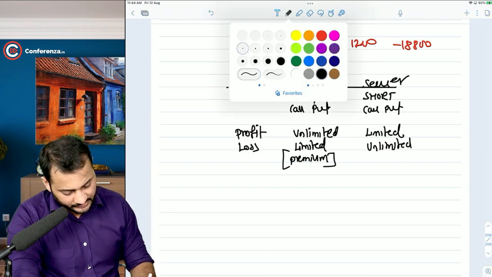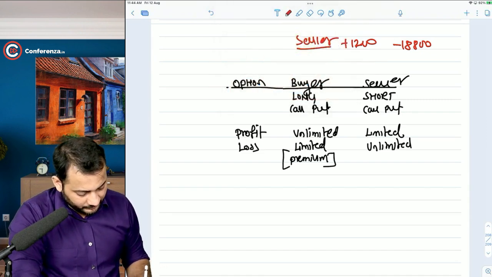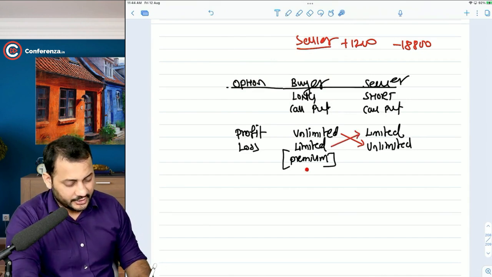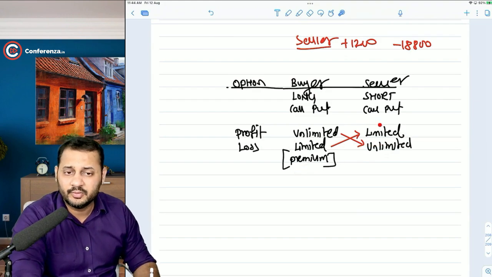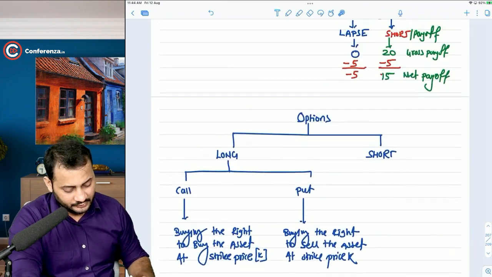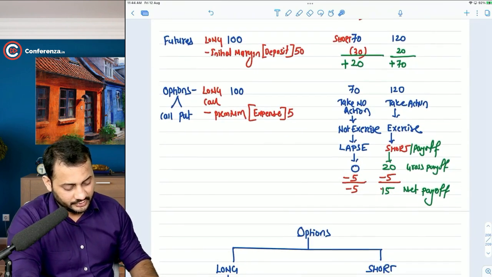And it's very simple, sir. The profit of the buyer is the loss of the seller, and the loss of the buyer is the profit of the seller, because the cash flows happen between these two parties. So you need to remember this all the time. Okay. So we started with this. You have understood this particular concept.